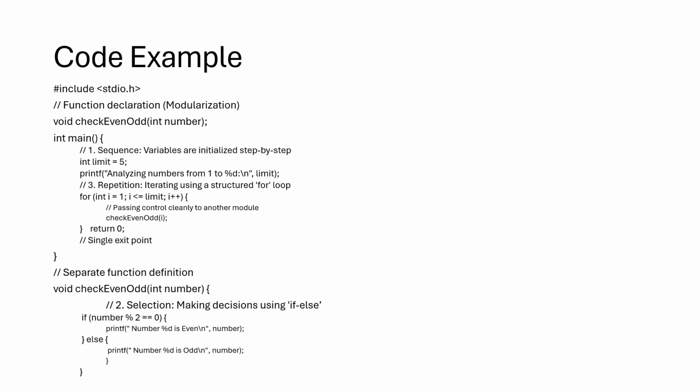The printf statement is going to have the user perspective identified, analyzing the numbers from 1 to n, 1 to 5. We're just going to have a repetition or iteration statement over here. Your iteration statement uses the for loop. The for loop has a specific syntax: for int i equals 1; i less than or equal to limit; i plus plus.